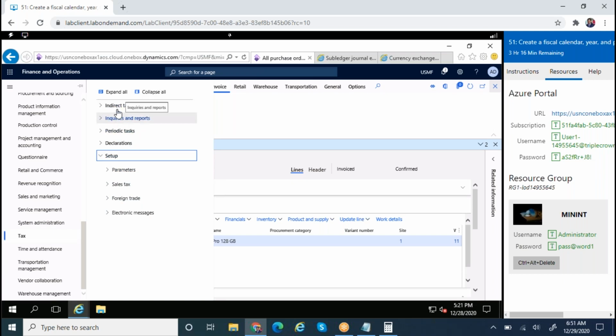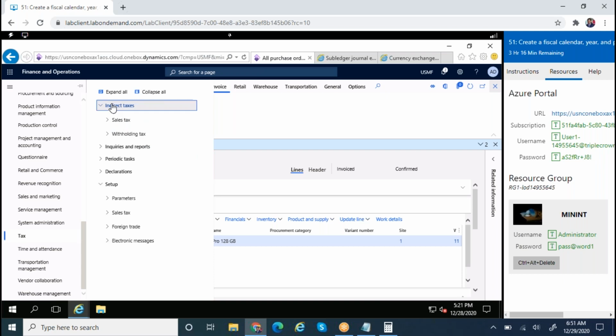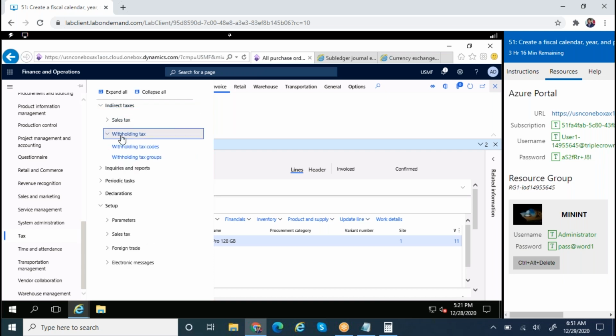This is one minute. Withholding tax groups and tax codes.